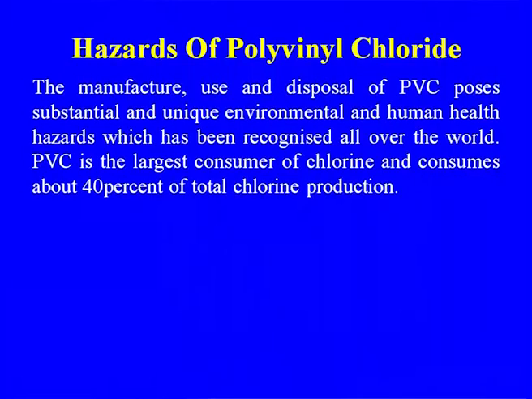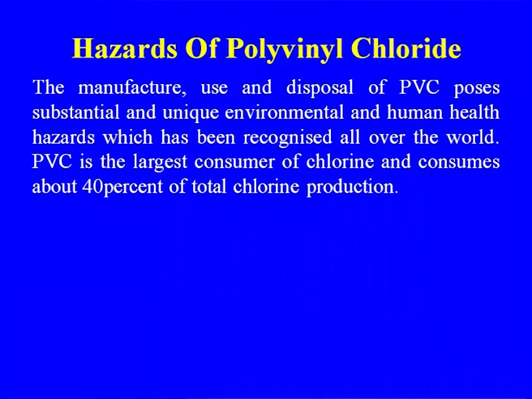The manufacture, use and disposal of the PVC pose substantial and unique environmental problems, even the disposal of the PVC, because even if you are going for destruction, distillation, the chlorine vapor will come. So, this PVC poses substantial and unique environmental and human health hazards, which has been recognized all over the world. PVC is the largest consumer of chlorine and consumes about 40% of the total chlorine production.